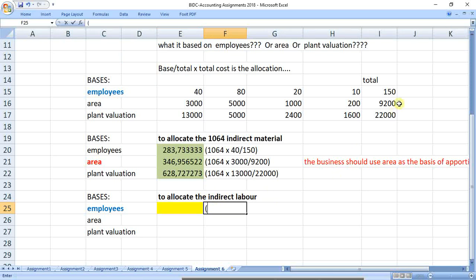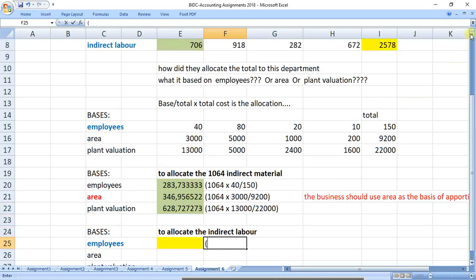Brackets. How much was the total cost? What was my labor cost? There, labor cost 2578. 2578 times how many labor hours, how many laborers do we have? 40 in that department, do you agree? Out of the total, how many total people are we employing? 150. Okay, there's the allocation according to labor hours.